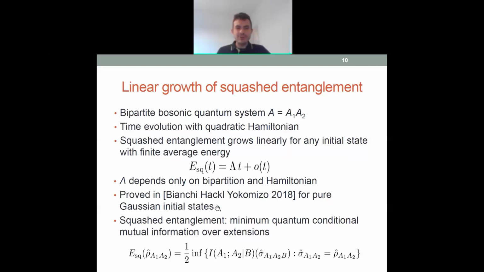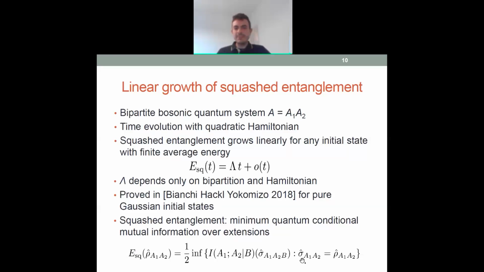Okay, and let me remind you how the squashed entanglement is defined. The squashed entanglement of a bipartite state is the minimum quantum conditional mutual information minimized over the extensions of the state. So we have a bipartite state on a system A1, A2. We consider all the extensions of this state on a third quantum system B that have the same marginal of our given state on A1, A2. And then we minimize half of the mutual information between A1 and A2 conditioned on B.